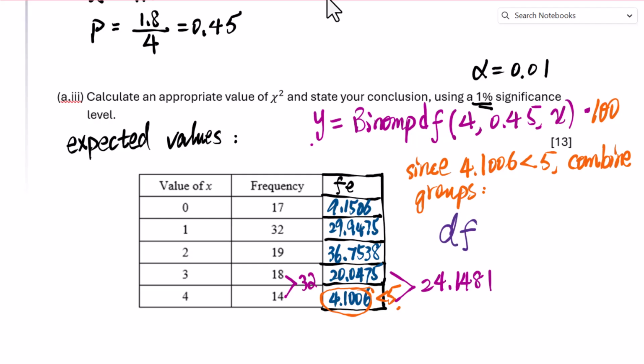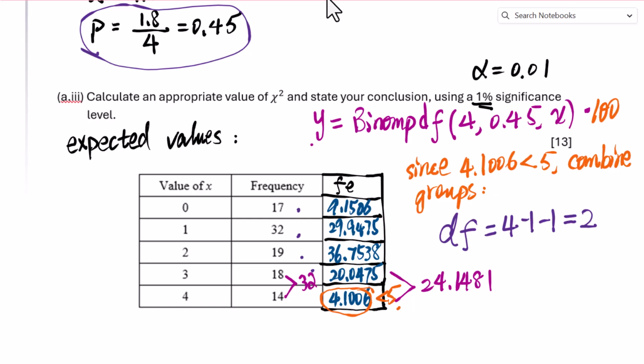Let's work out the degree of freedom. 1, 2, 3, 4. 4 minus 1 for simple case. Then we need to minus 1 again because we estimated the probability of success from the data, so it equals 2.